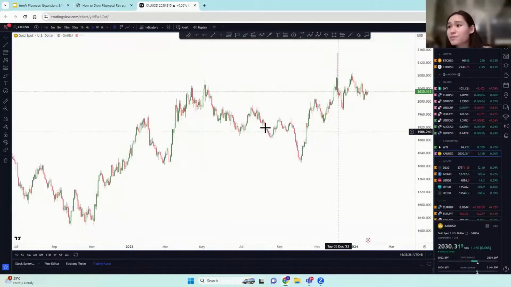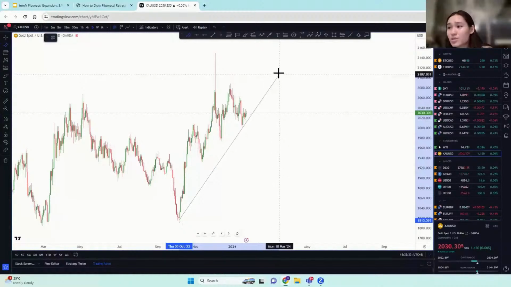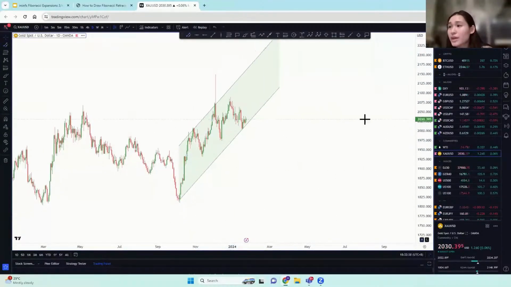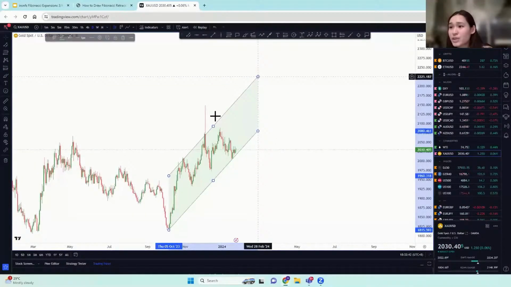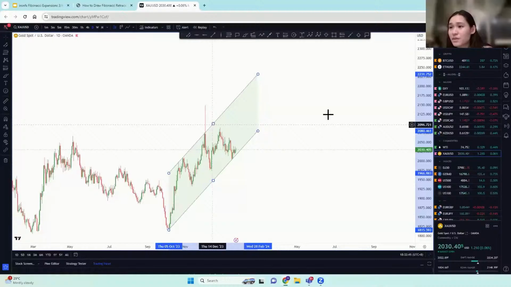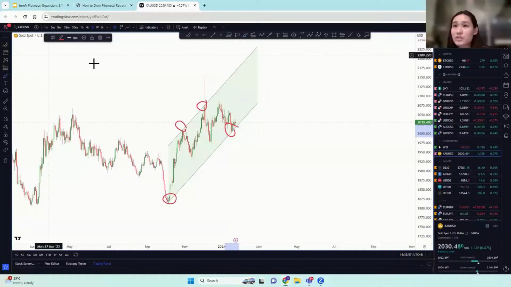Firstly, our first step is always to look for any trend lines or trend channels, just to see if we have a general direction. And you can see that price is moving within this ascending trend channel. So just to recap really quickly, what makes a valid trend channel is if there are two touches on top and two touches at the bottom of the trend channel.